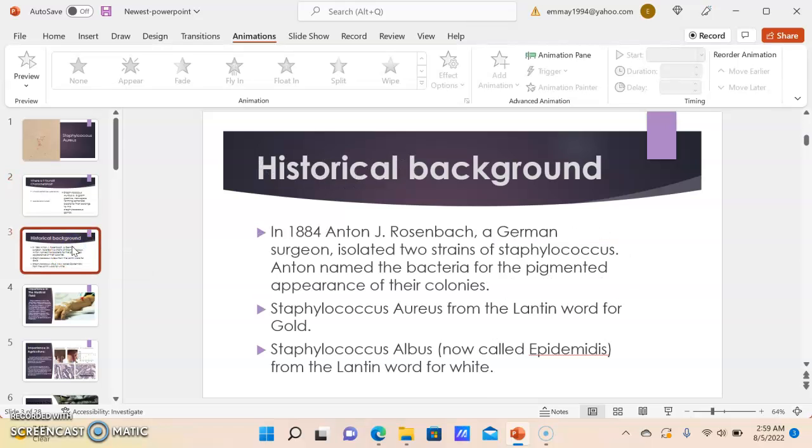So in 1884, Anton Rosenbach, a German surgeon, actually isolated two of the strains from staph, and he named this bacteria for the pigmented appearance of the colonies. Staphylococcus aureus, from the Latin word for gold. It's actually called the gold staph. And so the two strains that he isolated was the Staphylococcus albus also, which now has the name epidermidis, and it's from the Latin word for white.